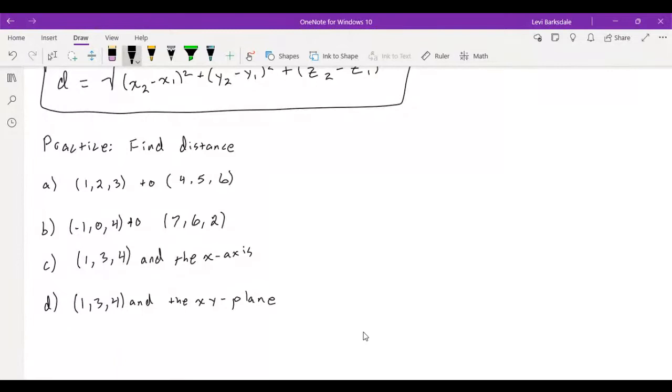All right, let's go over these. The first one is straightforward. We just apply our standard distance formula. 4 minus 1 is 3, 3 squared is 9. 5 minus 2 is 3 again, 3 squared is still 9. And 6 minus 3 is once again 3, and 3 squared is 9. This gets us the square root of 27, which is also equal to the square root of 3 times 9. I can pull my 9 out, and that gets me 3 square root 3.